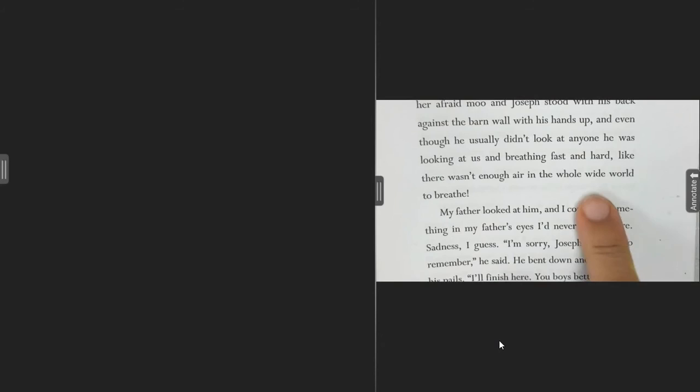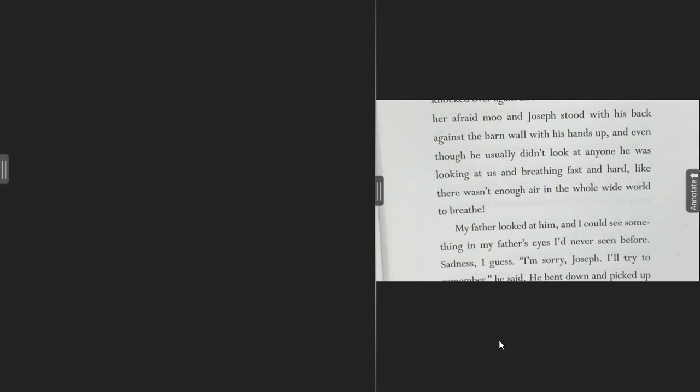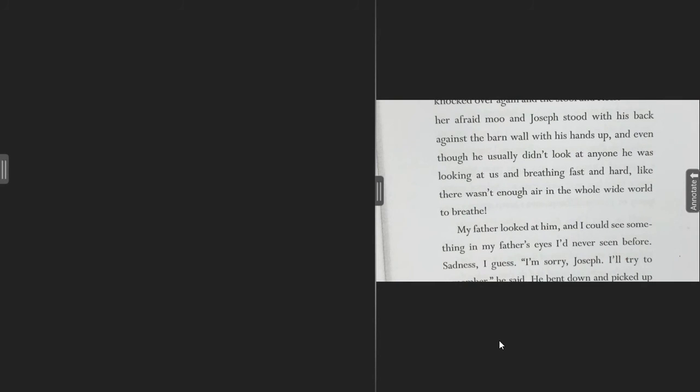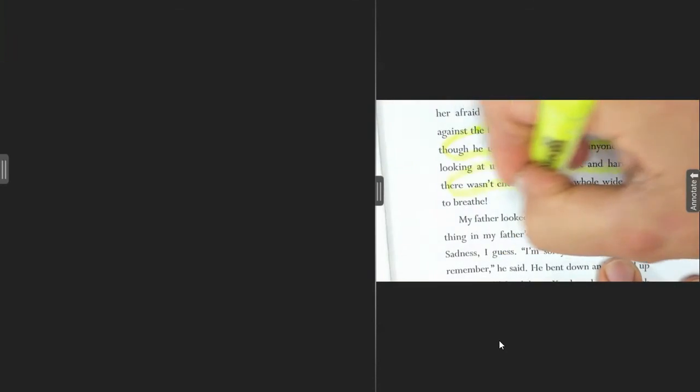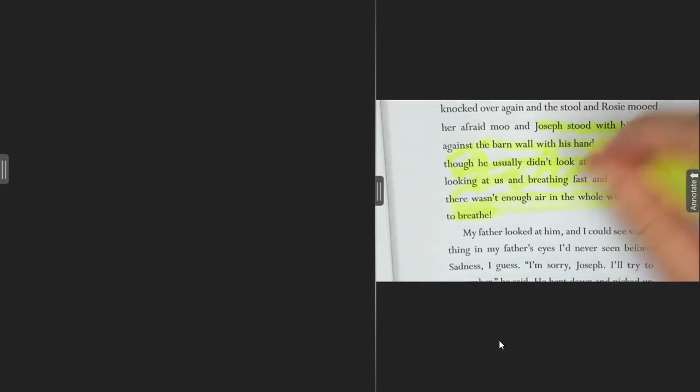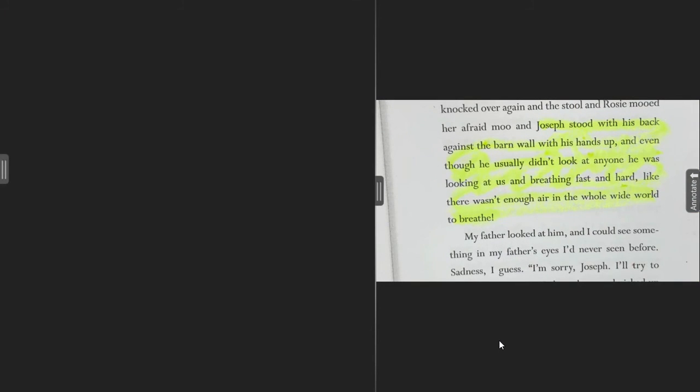So, if we can only use a tiny chunk, which part do you think is best? Which part really shows that he has a paranoid reaction to what happens? Gretchen. Joseph stood with his back against the barn wall with his hands up, and even though he usually didn't look at anyone, he looked at us and was breathing fast and hard. Absolutely. Okay. So I think we can use both of those.